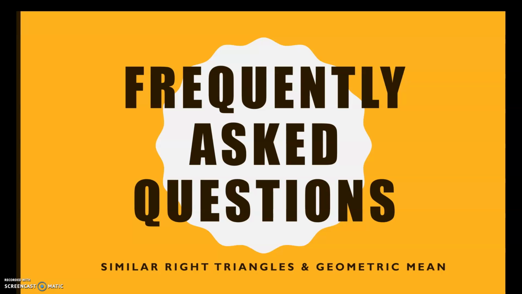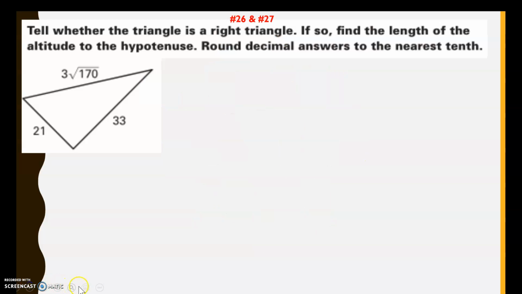Hey guys, I'm going to go over questions from Monday night's homework, similar right triangles, and the geometric mean. This first problem was number 26 and 27.